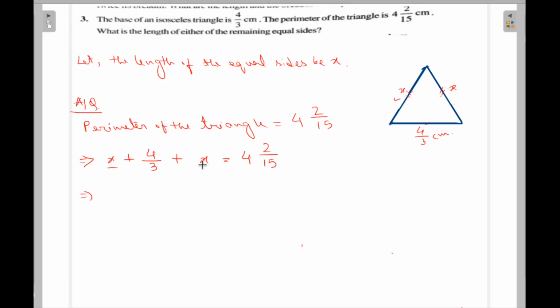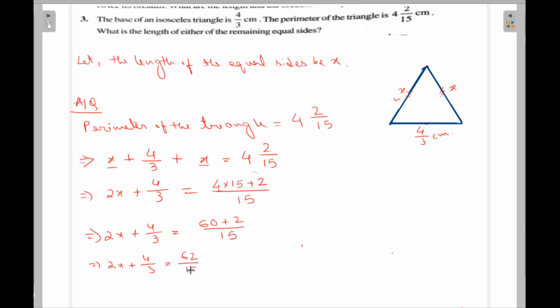So x plus x is twice x, plus 4 by 3. Now in this step we will make it to the simple form. So how to do it? 15 in the denominator, now 4 multiplied by 15 plus 2. This we have learned in our earlier classes. Now 2x plus 4 by 3 equals 60 plus 2 by 15, that means 2x plus 4 by 3 equals 62 by 15. This implies 2x equals, we will take this 4 by 3 to the other side, so it will become minus 4 by 3.